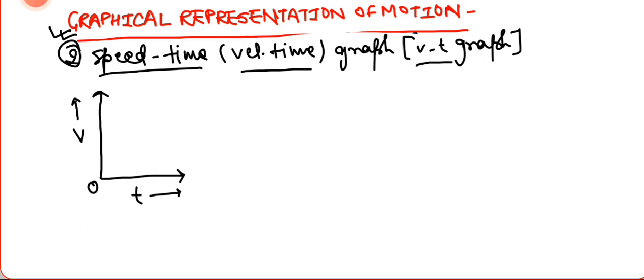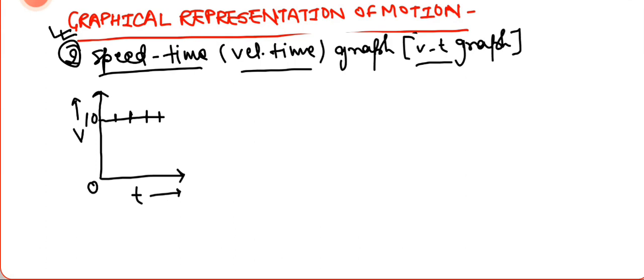Here let us consider the first case in the graphical representation of motion in a VT graph. Let us consider the velocity of the object is constant at every interval of time. Constant means at every interval of time, let us consider it is 10 meter per second. 5 minutes later it is again 10 meter per second, 10 minutes later it is again 10 meter per second. At every interval of time the velocity of the object is 10 meter per second.